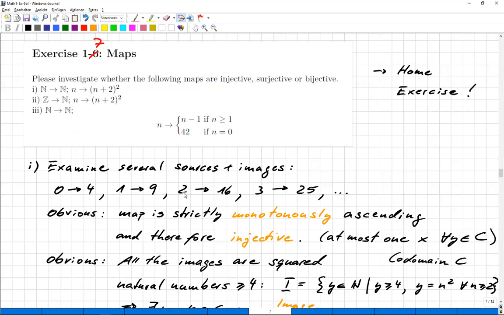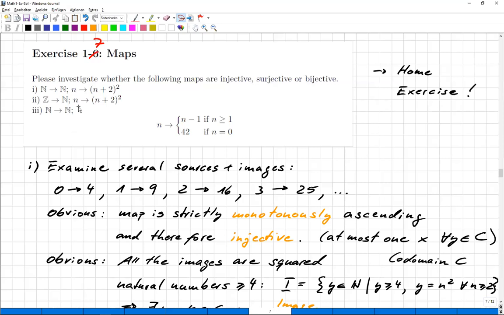The 2 is mapped to 16, the 3 to 25, and you can easily guess how the whole thing is continued. So what we see is the well-known squared numbers in the domain of squared natural numbers, the only one missing seems to be 1. That has to do with the domain restriction.